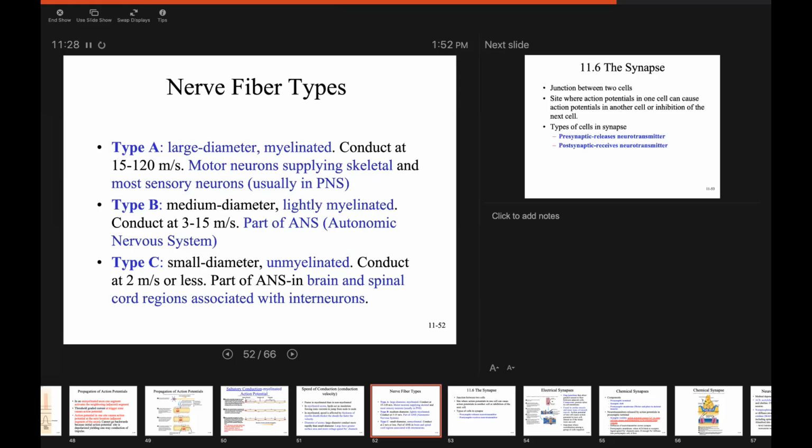So in order for us to contract it, we need large diameter, fully myelinated axons, so then we can speed up that action potential. So motor neurons supplying skeletal muscles, and most sensory neurons, especially the ones in the peripheral nervous system, are type A, allowing us to have fastest transmission. Type B are smaller, medium diameter, lightly myelinated, and usually it's part of our autonomic nervous system. They conduct action potentials fast, but not as fast as the type A.